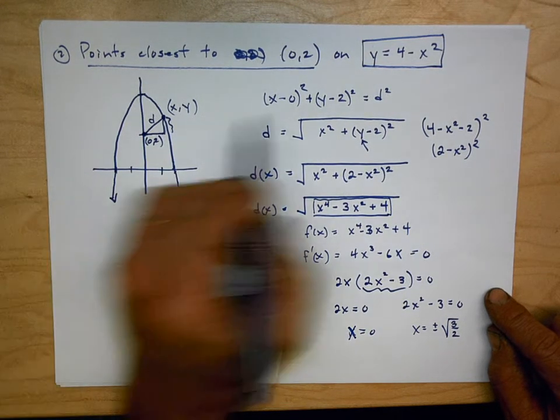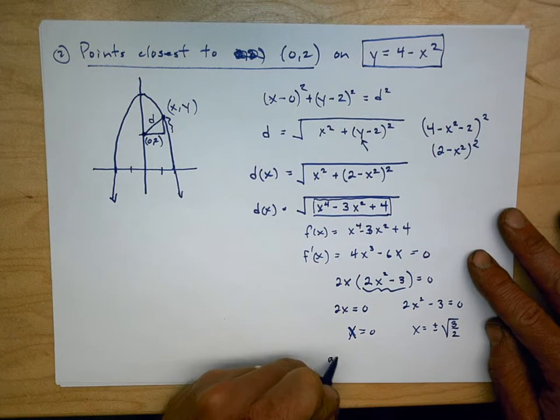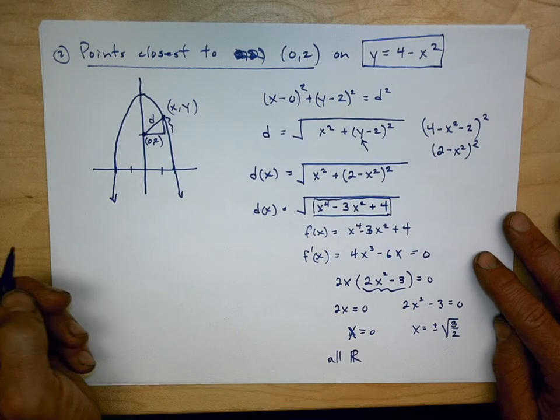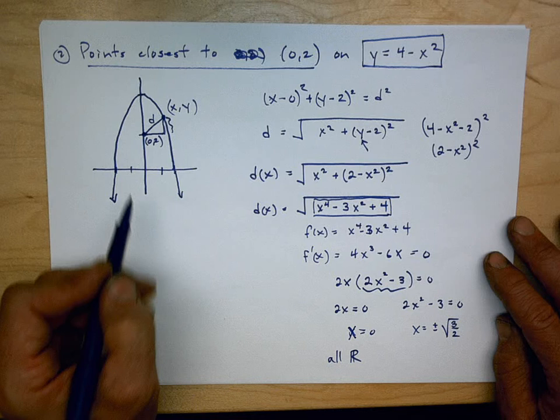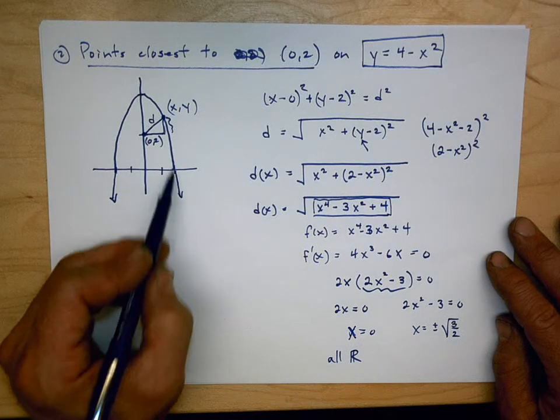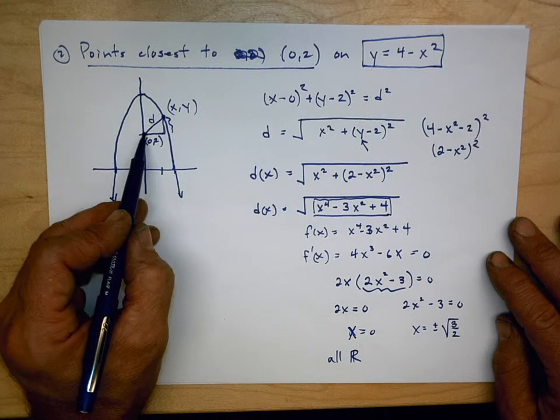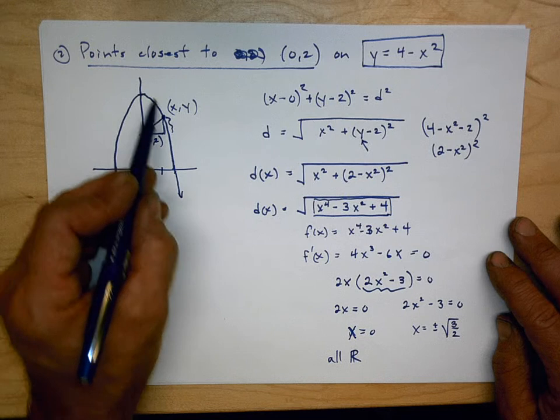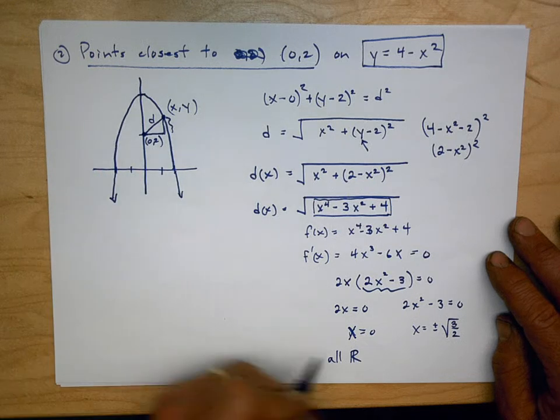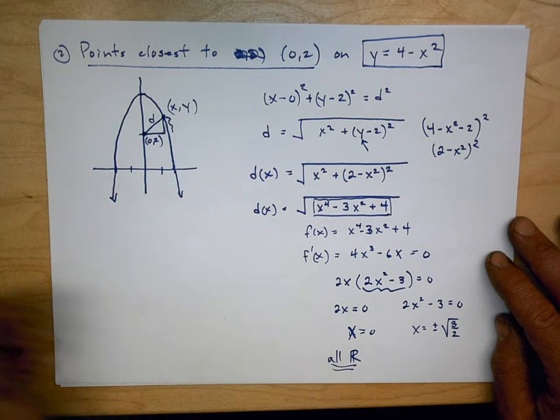The domain of any quadratic is all real numbers. All right, any value of x. Clearly, we get down here, we get farther and farther away. It's probably going to be something up in here. But any value of x is a possibility here.